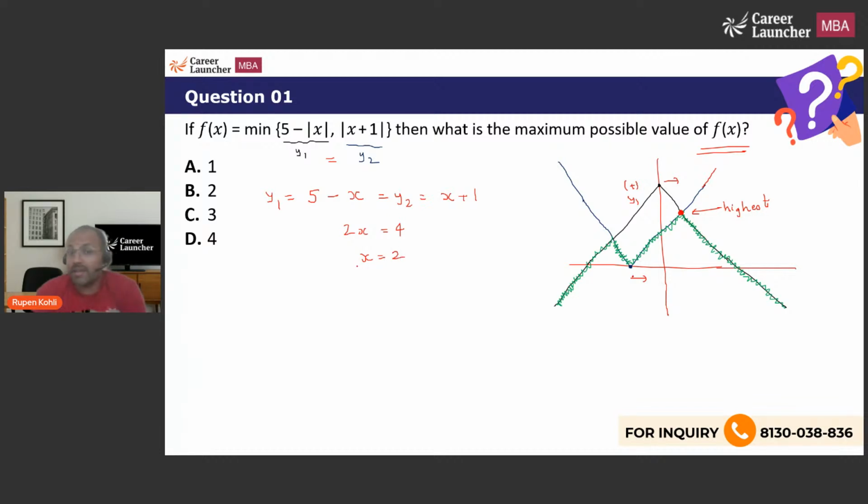X is 2, but remember, the answer is not the value of x, but the value of f(x), which is the y value, the function's value, right? So at x equals 2, what is the maximum value? Put this value in either of the two functions. So at x equal to 2, the function value becomes 5 minus 2, which is 3, right? So at x equal to 2, y equals 3 is the maximum value of this function, right? So a function can sometimes be defined like this also, that there are 2 or 3 functions and we are taking the least or the highest amongst them.